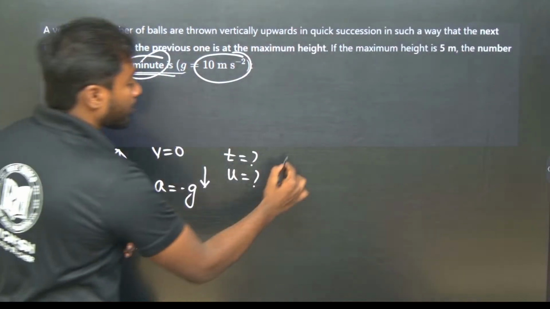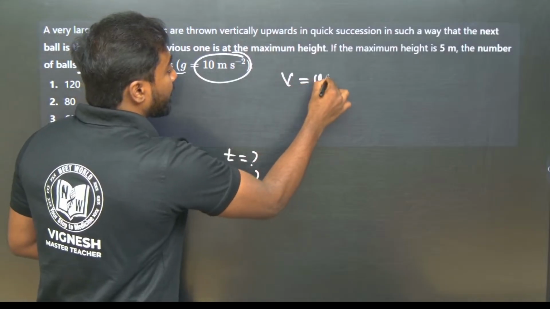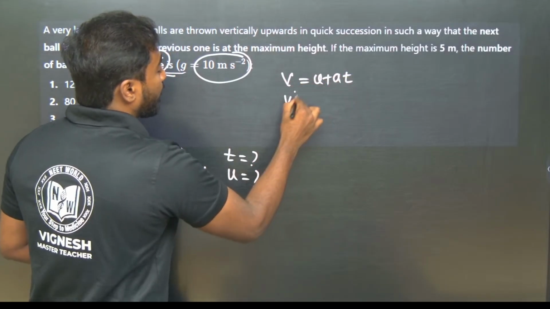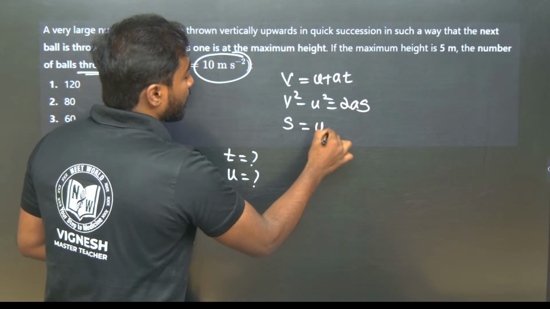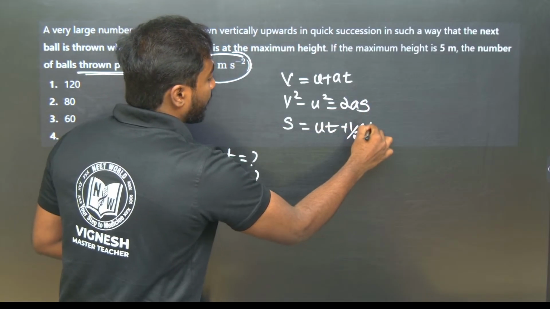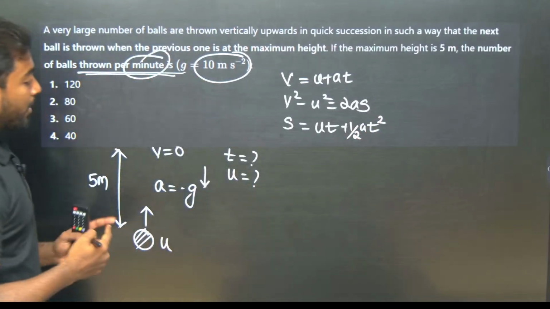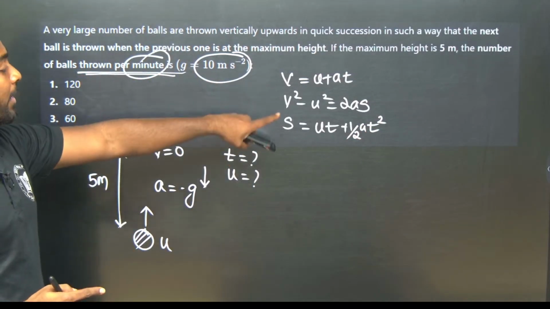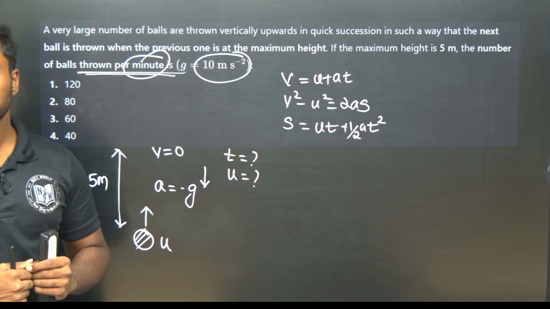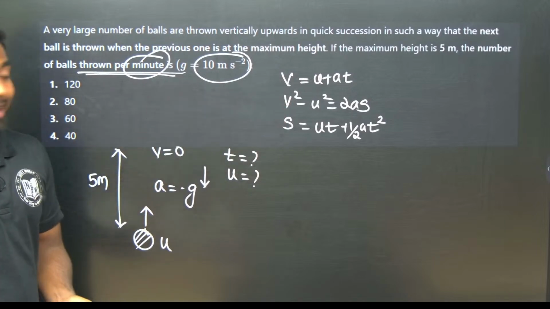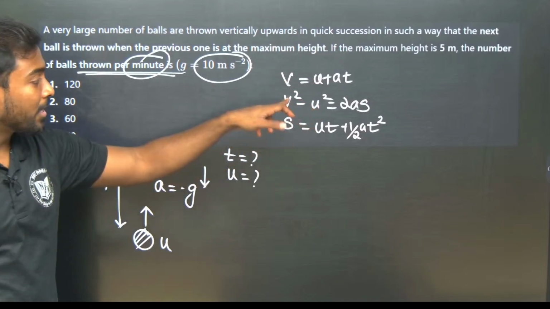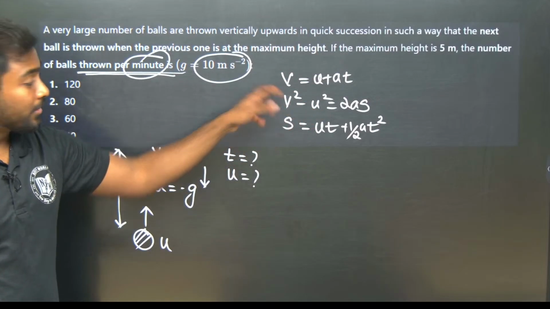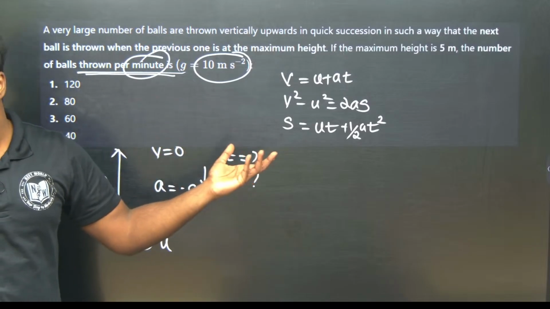So what are the equations? v equals u plus at, v square minus u square equals 2as, s equals ut plus half at square. From these, which one can I use to find u? The first one, no, I don't know t in the first equation. The second one I can use easily. v I know, that is 0, obviously, because at maximum height it is 0.